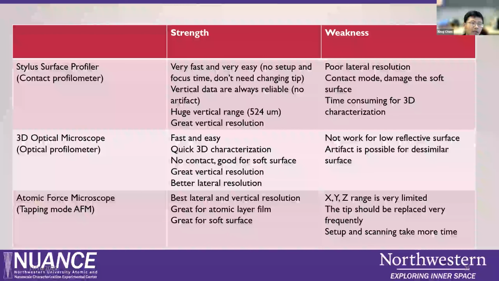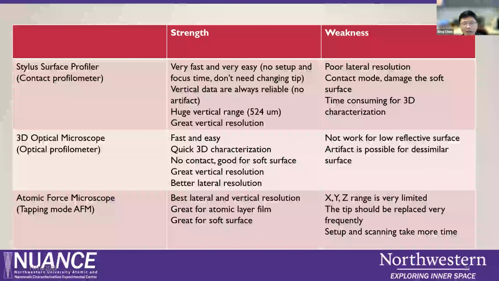So the AFM method is the best, always giving you the best lateral and vertical resolution. It's great for atomic layer films, like graphene, which you always use AFM for. It's great for soft material because we use tapping mode. But the disadvantage is the XYZ range is limited. You cannot scan a big area. If you have a big bump on the surface, a big sphere, you cannot use AFM to measure. Also, the tip wears easily, so you have to replace the tip very frequently. Of course, for setup, every time you need to tune the tip, and that also takes time.